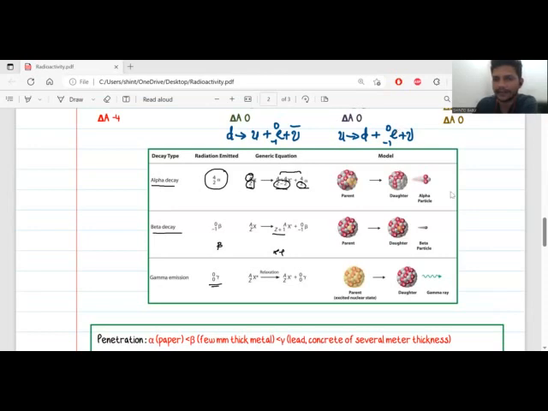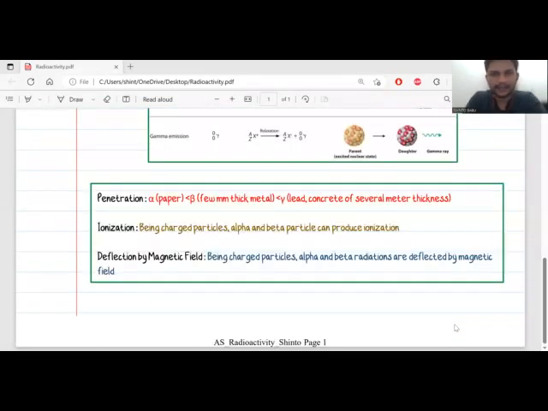We will discuss the properties of alpha, beta, and gamma radiation, and we will compare them based on their power of penetration, ionization, and how they can be deflected by a magnetic field. Now, alpha particle has the lowest penetration power. It can be blocked by a piece of paper. Beta particle, on the other hand, can travel through metal of a few millimeter thickness.